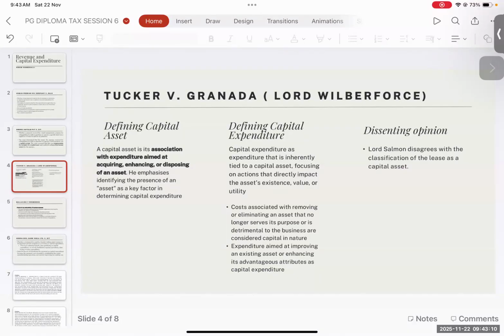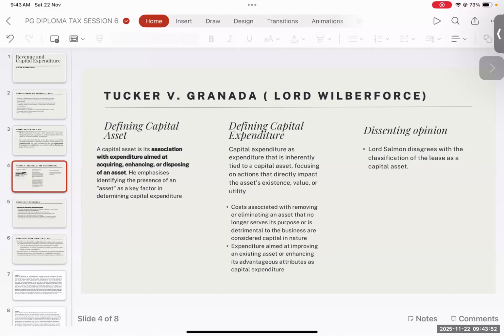Lord Wilberforce emphasized the presence of an asset as a key factor in determining capital expenditure. He said capital expenditure is expenditure that is inherently tied to a capital asset, focusing on actions that directly impact the asset's existence, value, or utility. And therefore, costs, that is expenditure associated with removing or eliminating an asset that no longer serves its purpose or is detrimental to the business, are considered capital expenditure. Expenditure aimed at improving an existing asset or enhancing its advantages are also considered as capital expenditure.